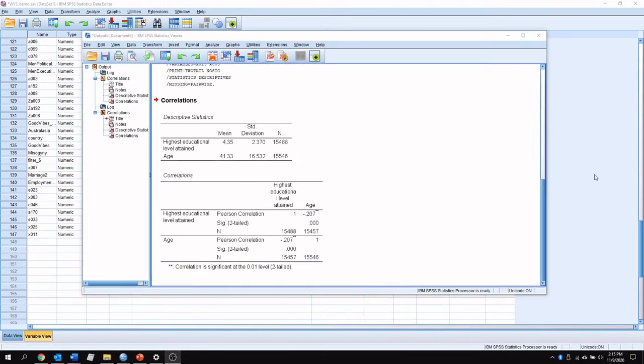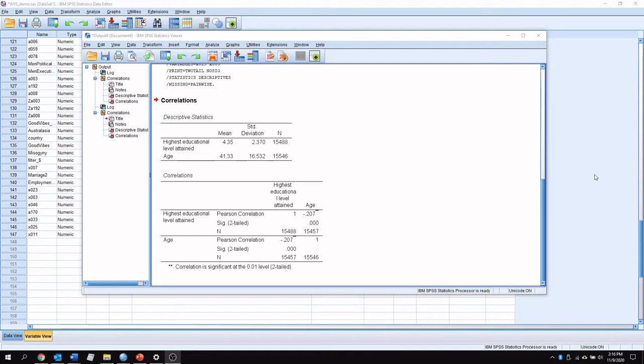All right, so if we take a quick peek at our means here, we can see that people on average are 41 years old, although they can be quite a bit older or younger with a standard deviation of 16. And our highest education level attained is 4, and that's somewhere in secondary school. So that's somewhere in high school is going to be our average there.